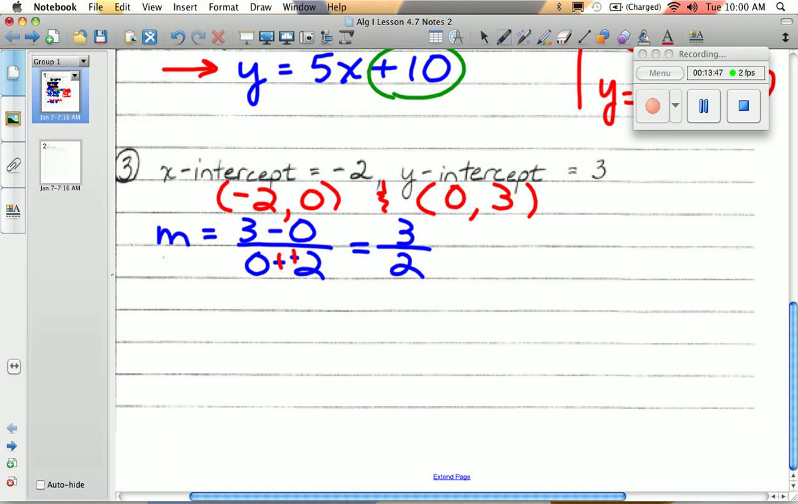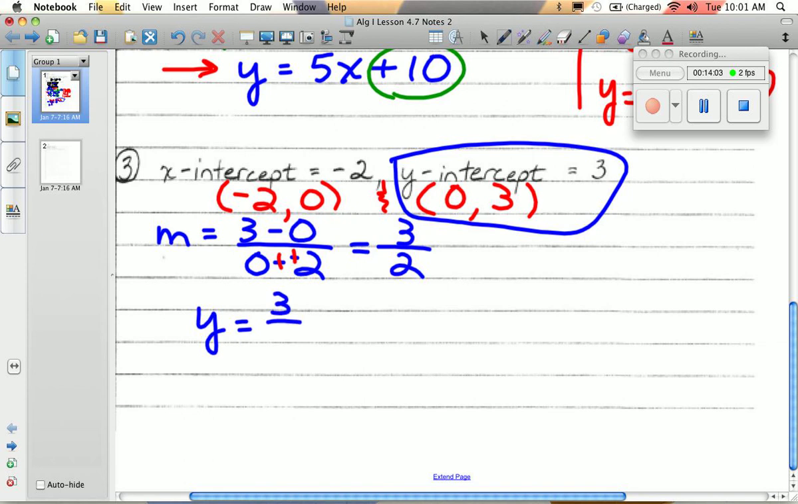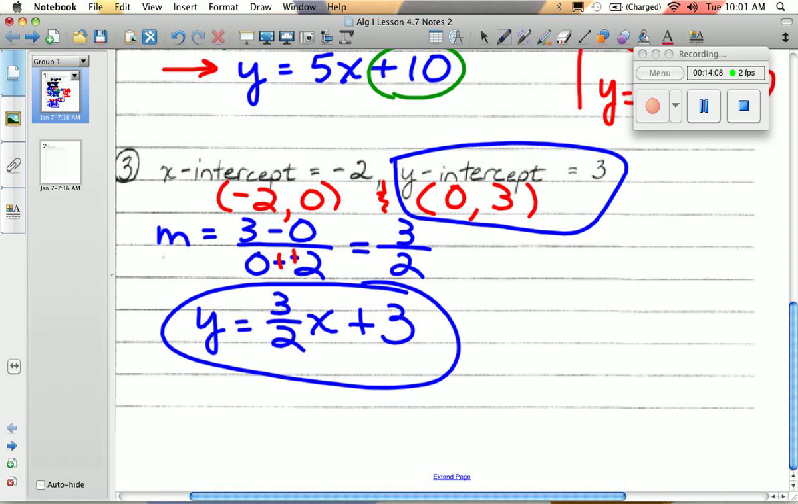Todd? Y equals 3 over 2x plus 3. Yeah. We know the y-intercept, don't we? It's right here. We don't need to go through all that work. We know the y-intercept this time. So we can say the equation of this line is 3 halves x plus 3. Here we go. Good job. Todd just saved you all a bunch of work. You can say thank you.